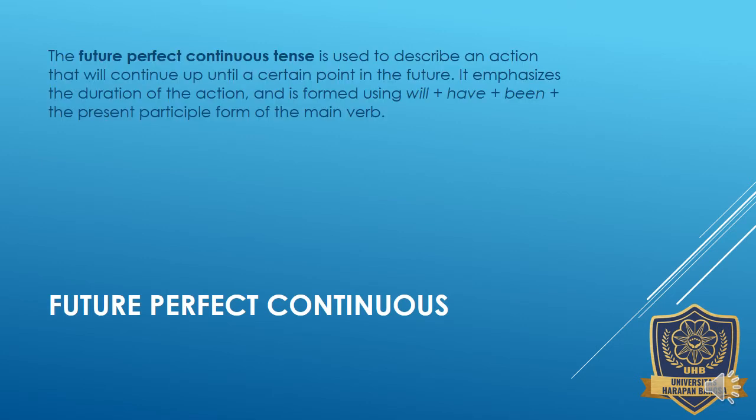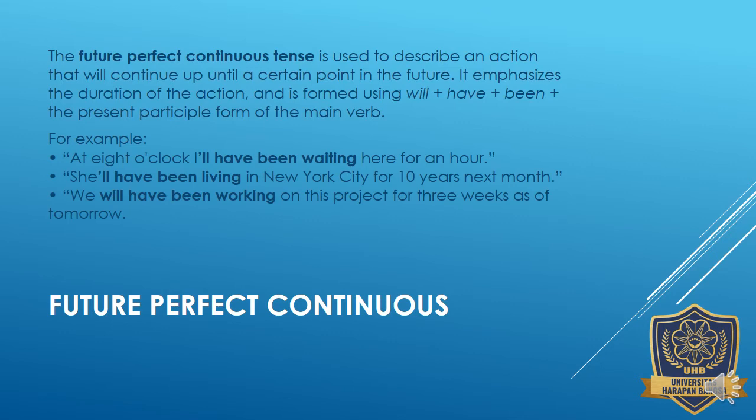Future perfect continuous. The future perfect continuous tense is used to describe an action that will continue up until a certain point in the future. It emphasizes the duration of the action and is formed using will plus have plus been plus the present participle form of the main verb. For example, at 8 o'clock I'll have been waiting here for an hour. She'll have been living in New York City for 10 years next month. We will have been working on this project for 3 weeks as of tomorrow.